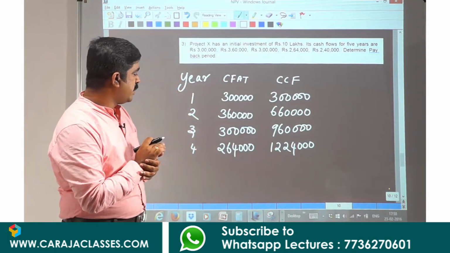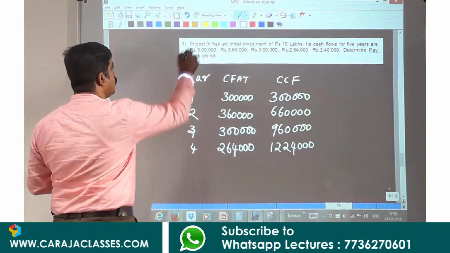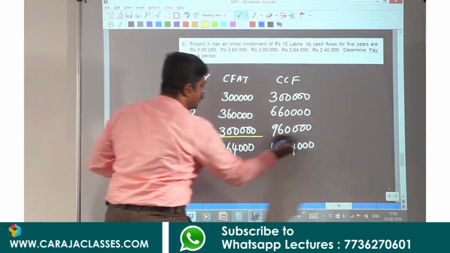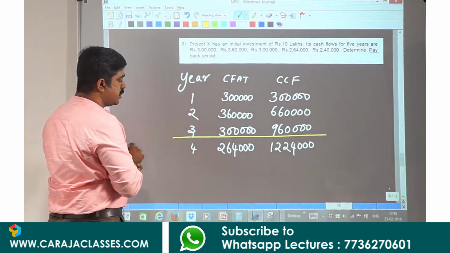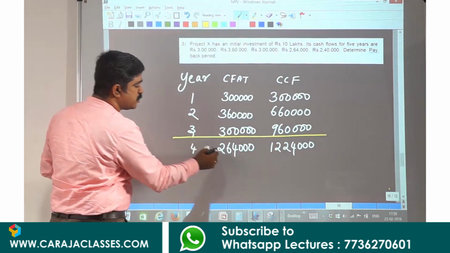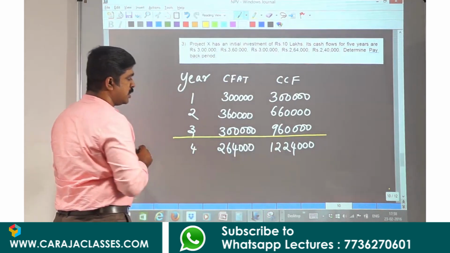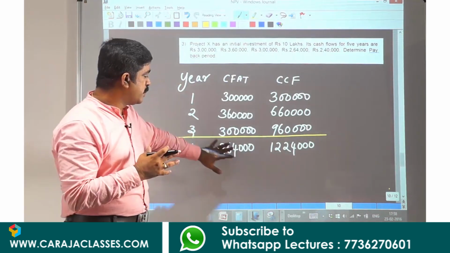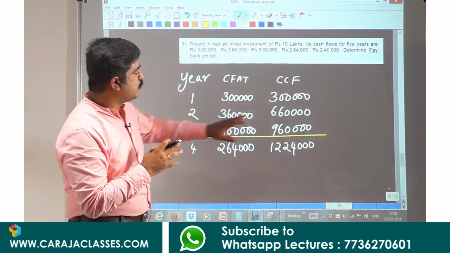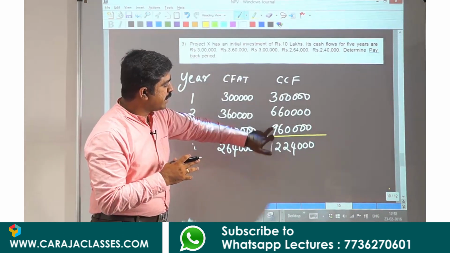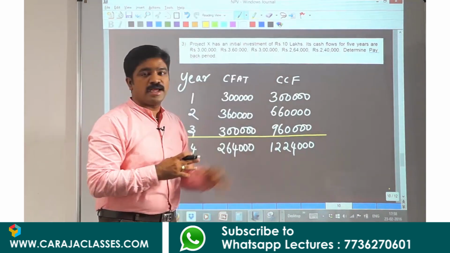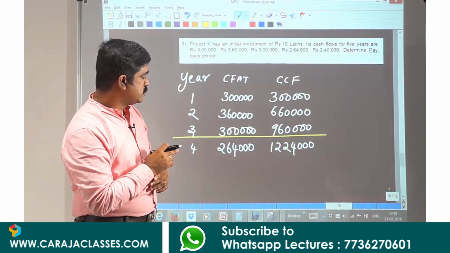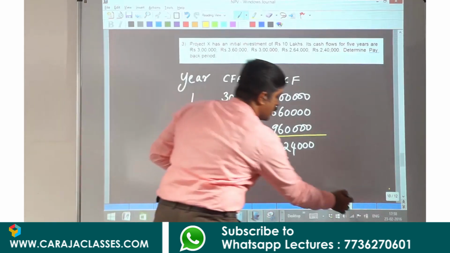So how do we find that? What we understand now is up to year 3, 9,60,000 is recovered. In year 4, what was the actual recovery? 2,64,000. And the 2,64,000 would have been realized or recovered over a period of 12 months. What we are concerned about is only the remainder. 9,60,000 minus 10 lakh, the remainder is 40,000. So I'll write them here.